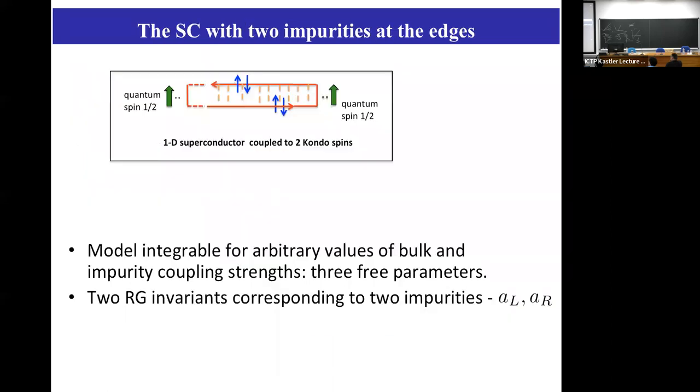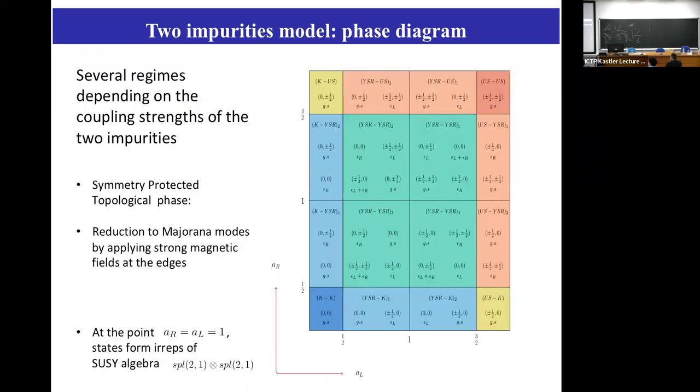We can also have two impurities at either edge. So one here and one here. Now the model is integrable with three independent parameters: G, which tells me about the strength of superconductivity, and J right and J left, which I combine into two RG invariants, AL and AR, which characterize the interaction on the left and on the right.